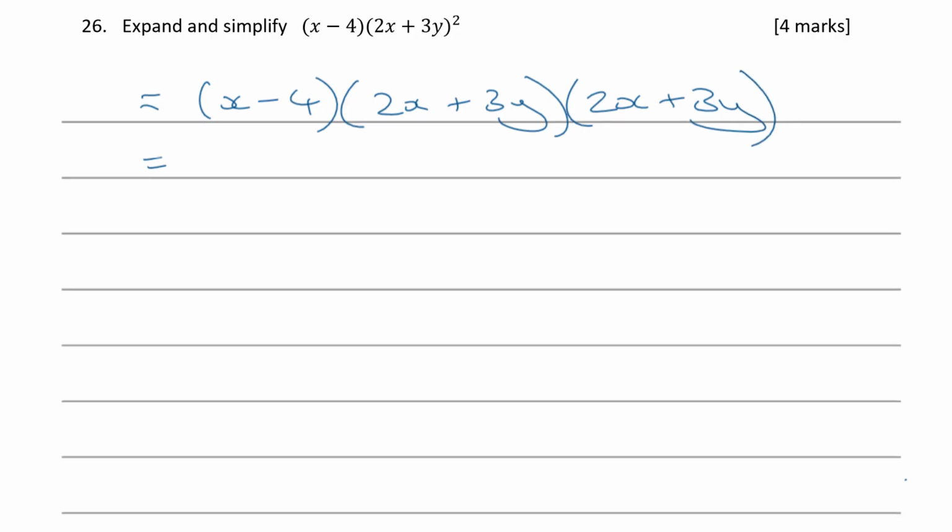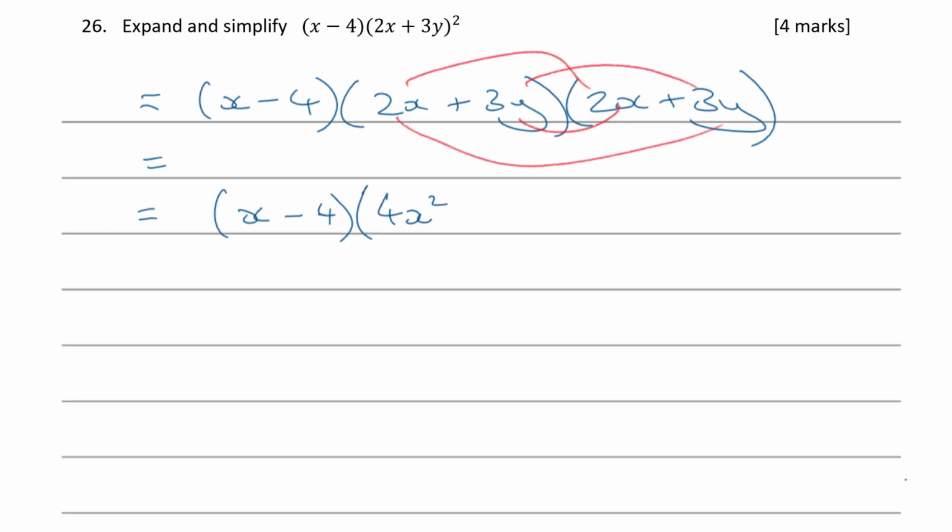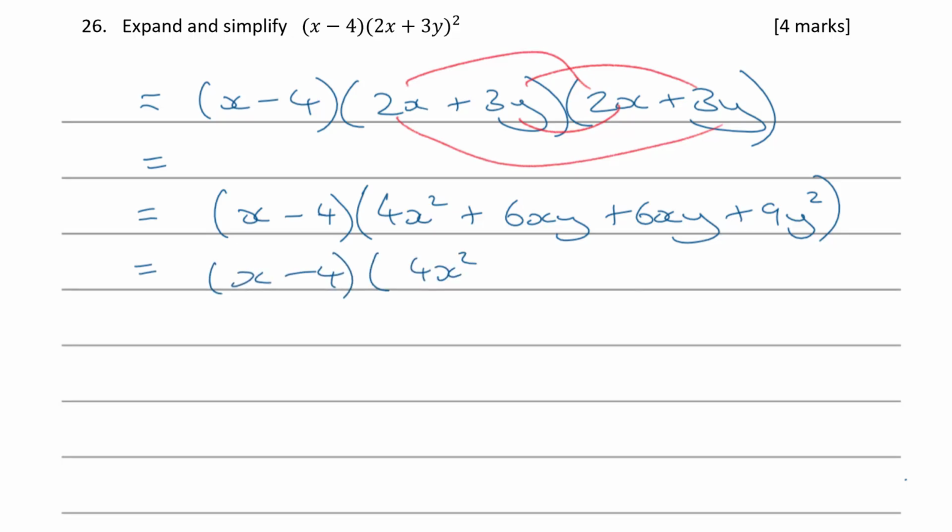Okay, now if you know your identities, you can probably do that a lot quicker, but let's just use FOIL for now. So what have I got then? So that equals x minus 4 times 2x, which is 4x squared, 3y times 2x, which is going to be plus 6xy. 2x times 3y is going to be plus 6xy, and then finally I'm going to get plus 9y squared at the end. Okay, so just collecting that middle term up. So 4x squared plus 12xy plus 9y squared.